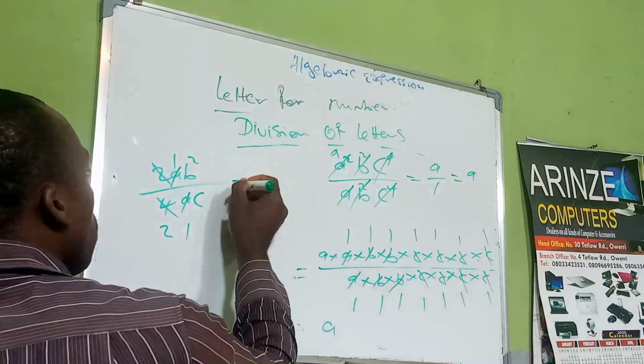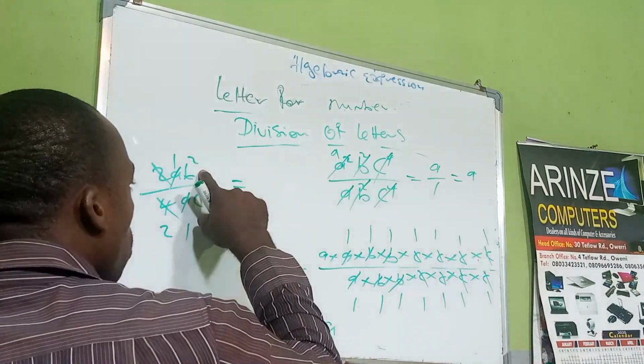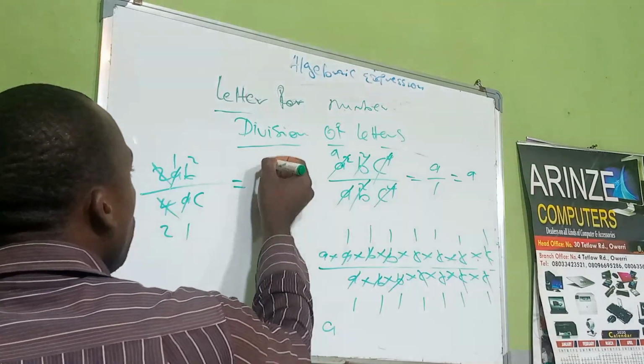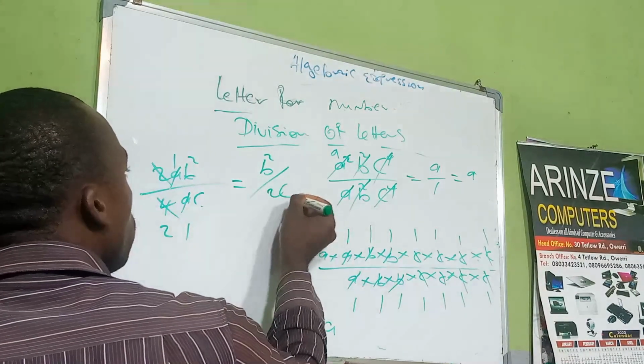Then what is remaining here now? 1 times 2 is what? 1 times B raised to power 2, abi? Yes. So it will be B raised to power 2 all over 2 times 1 times C, 2C. So this is the answer.